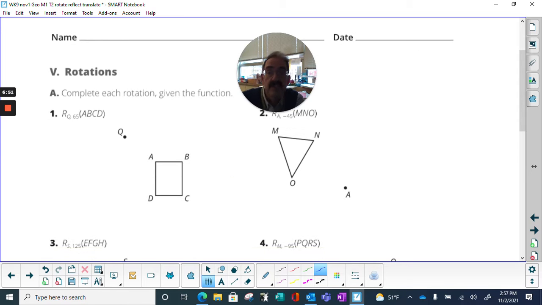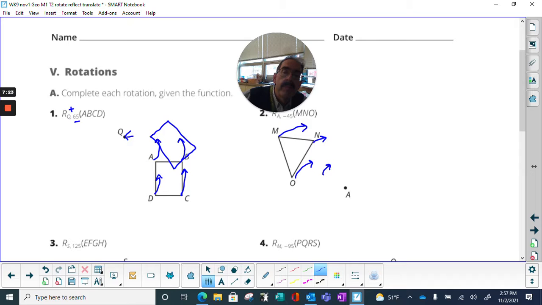Now these are the confusing ones. 65 degrees in the positive direction. So that'd be 90, so about right there. So about to there, about to there, and about to there, right? So this rotation would be something like that. Okay? Rotate a negative. So negative is in this direction, right? 45 degrees, so about there, and about there. So we have this new triangle, something like that.